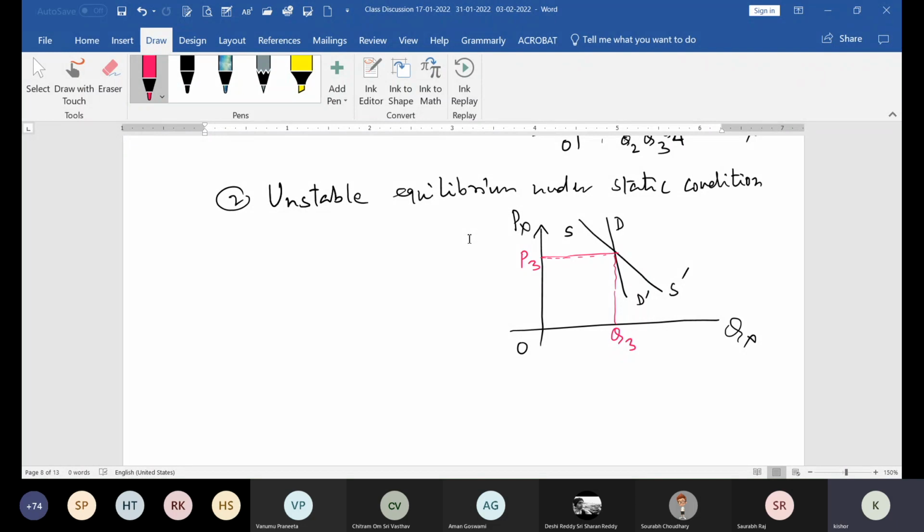Please remember, this kind of situation may happen only in an exceptional case. A negatively sloped supply curve may be possible only in an exceptional case. When price is more, you are supplying less. When price is less, you are supplying more. Because the cost of production and other things, you are assuming, are more or less the same. No difference. This is happening.